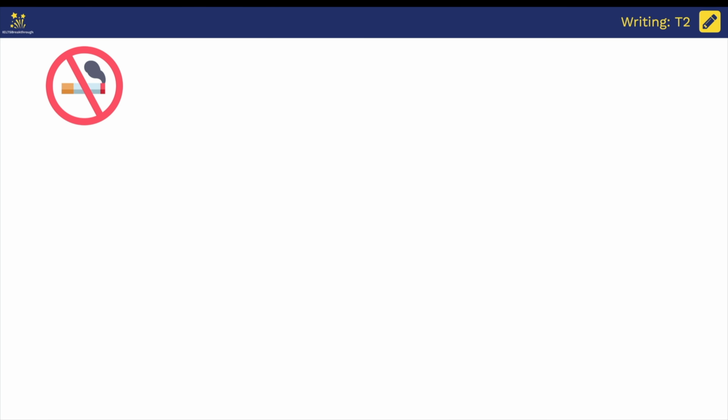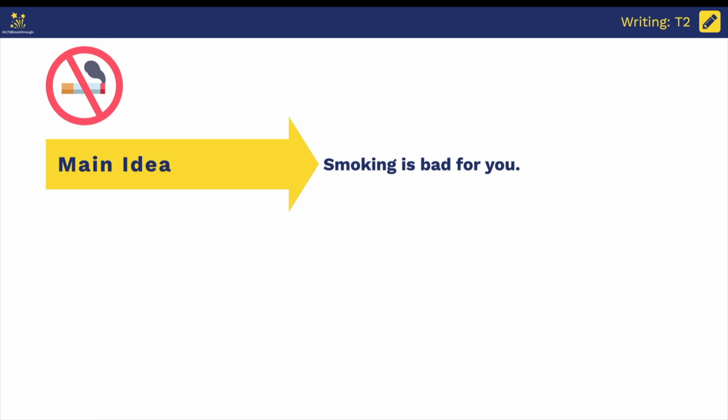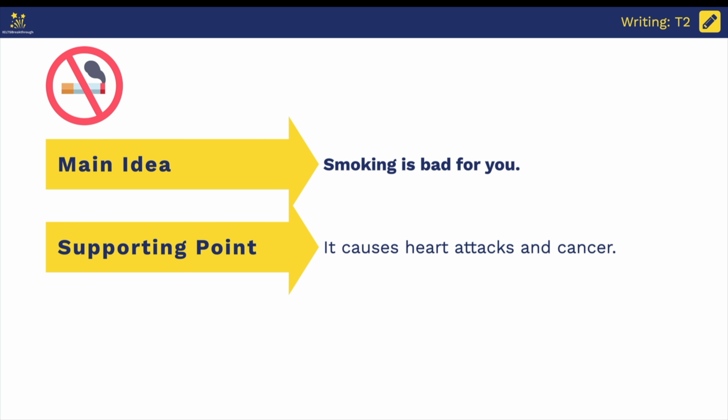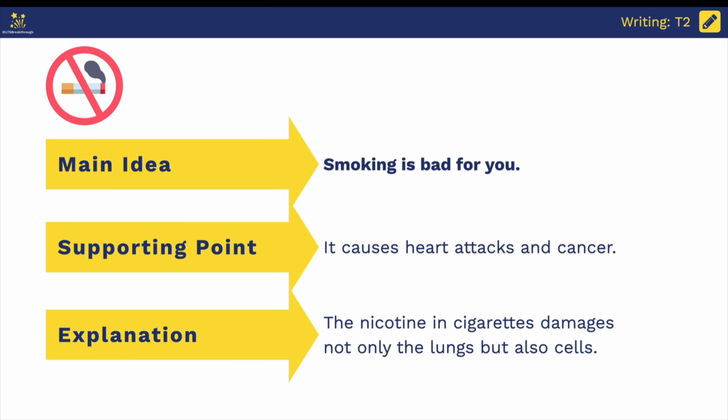So let's start with this one about smoking. Main idea. Smoking is bad for you. Supporting point. It causes heart attacks and cancer. Explanation. The nicotine in cigarettes affects not only the lungs, but also all the cells of your body.